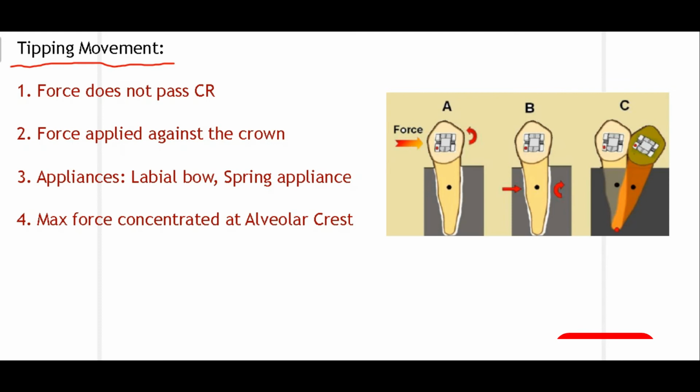Now there are different types of appliances that we can use to achieve tipping movement. For example, as we have discussed before, we can use a labial bow. We can also use a spring appliance. The maximum amount of force that is used in tipping movement is concentrated at the alveolar crest, as you can see in this diagram as well. So this is all about tipping movement.